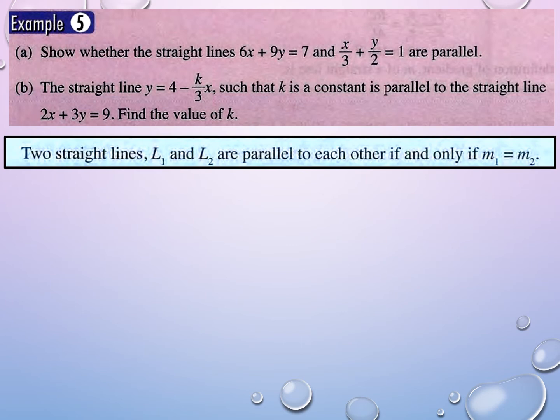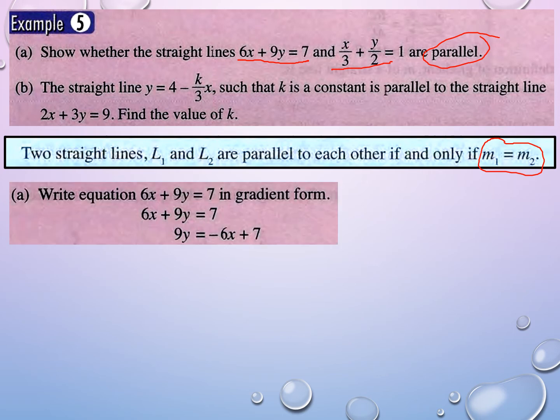This question says there are two lines, and these two lines are parallel. When we see parallel, the first thing that must come to your mind is that you have to find the gradient. Whenever it is parallel or perpendicular, the first thing to think of is the gradient. So what happens when it's parallel? The gradient is the same.